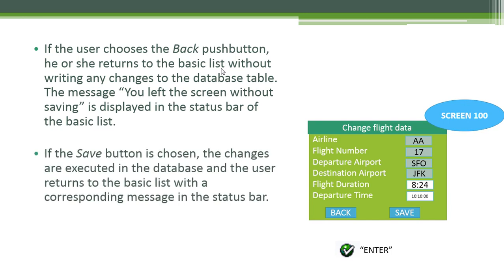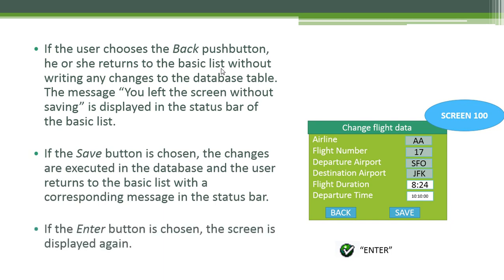The message "you left the screen without saving" is displayed in the status bar of the basic list. If the save button is chosen, the changes are executed in the database and the user returns to the basic list with a corresponding message in the status bar. If the enter button is chosen, the screen is displayed again.